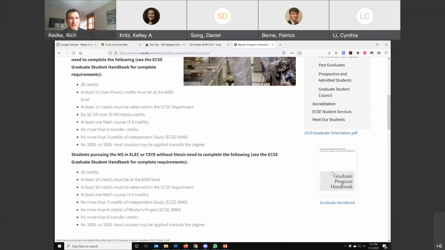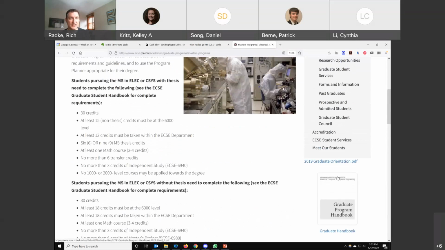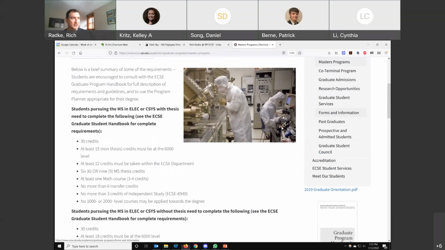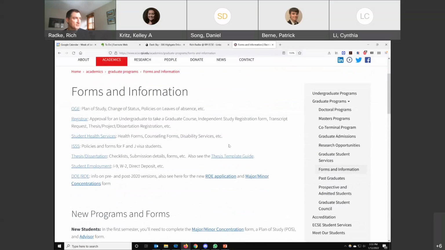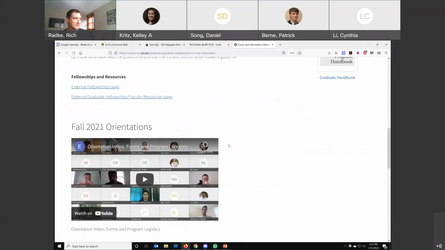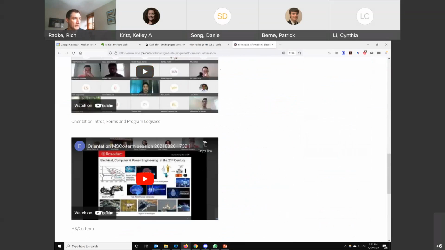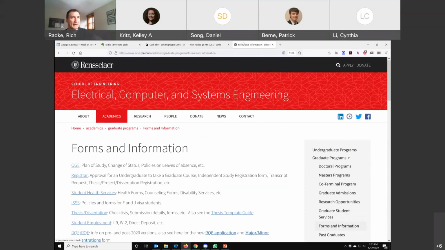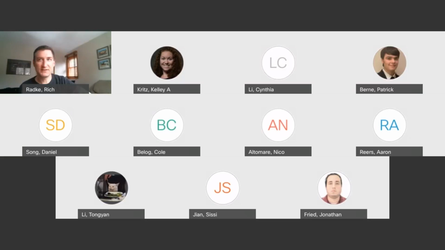And then this is the handbook that I mentioned that has all of the details in it. And then there are all of the forms and stuff that you may need for being a graduate student. I guess that eventually you will see that the Spring 21 orientation that you're seeing right now will appear in this box after we are done here. So I think with that, I've said everything that I need to say.